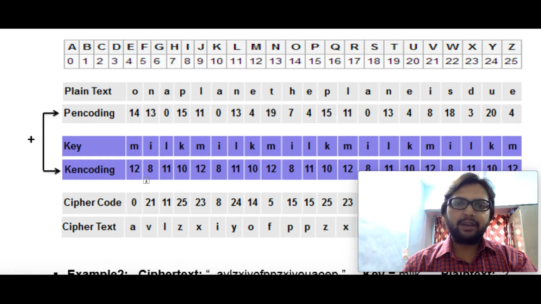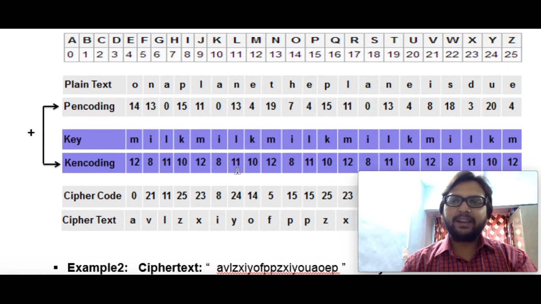Then for I, we are going to write A. For L, we are going to write 11. For K, we have assigned number 10, so we are going to replace K with 10. I hope this particular point is clear.